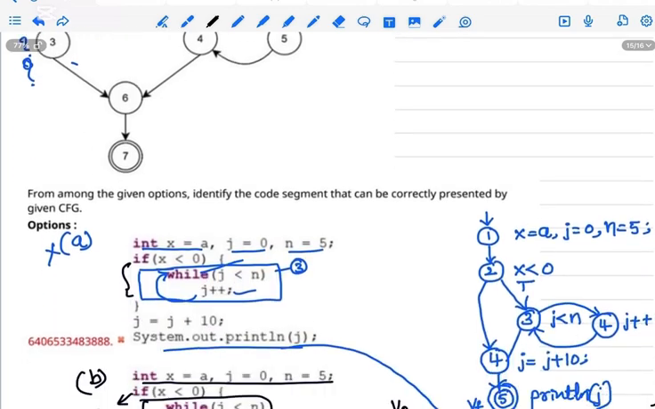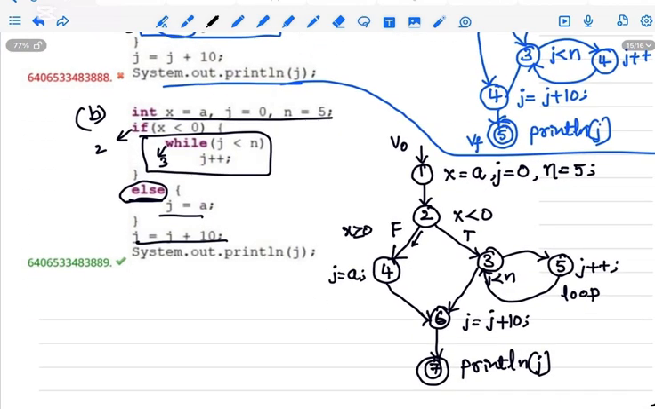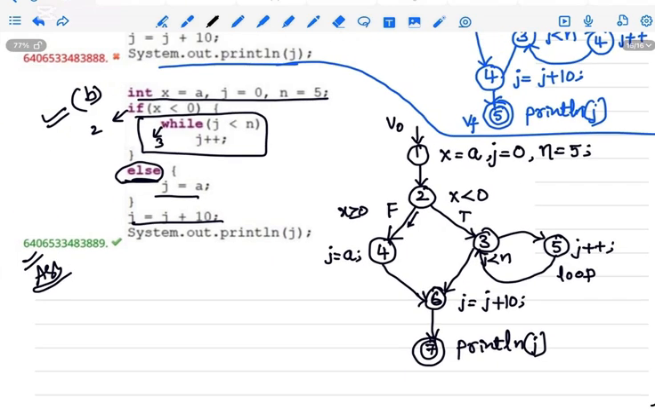Friends, this option is correct. This option B is the answer because both are similar control flow graphs. And we will check the next two options also.